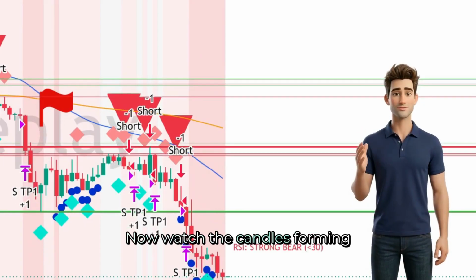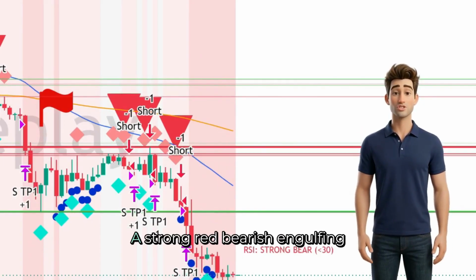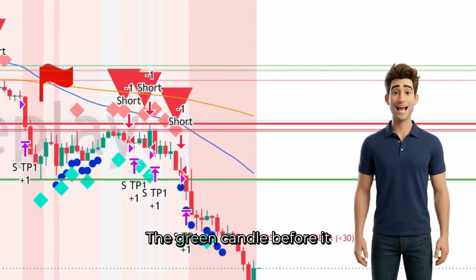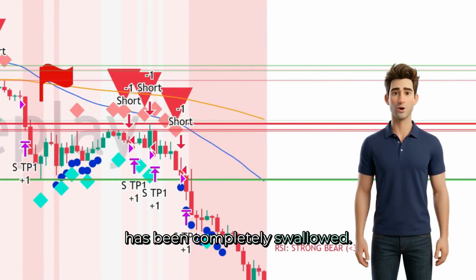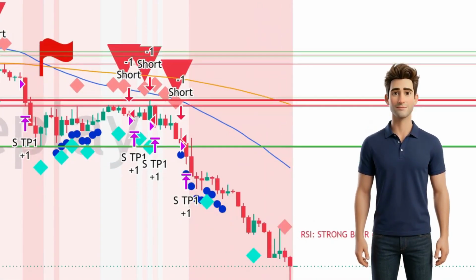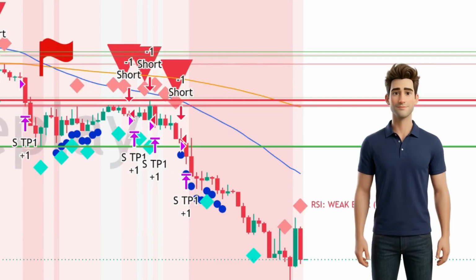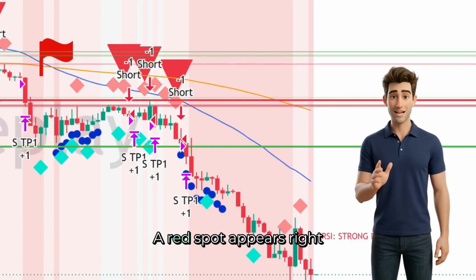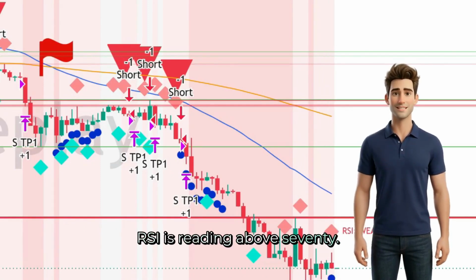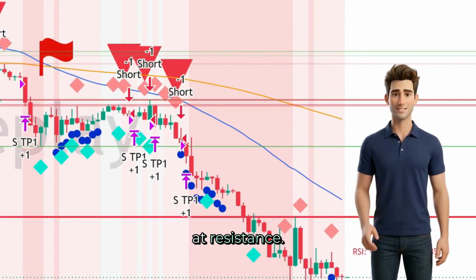Now watch the candles forming at that resistance. A strong red bearish engulfing candle closes right at the zone. The green candle before it has been completely swallowed. Confirmation number 2, bearish engulfing candle. Second leg confirmed. Now look at the RSI. A red spot appears right on that candle. RSI is reading above 70. The market is overbought right at resistance.